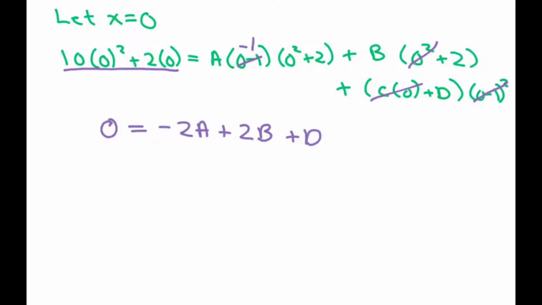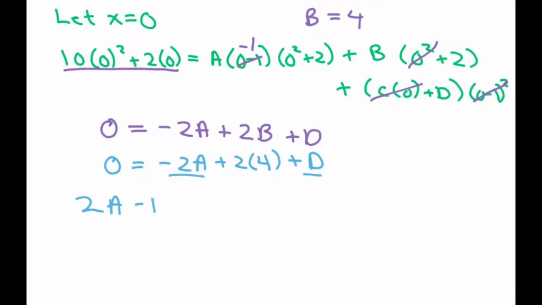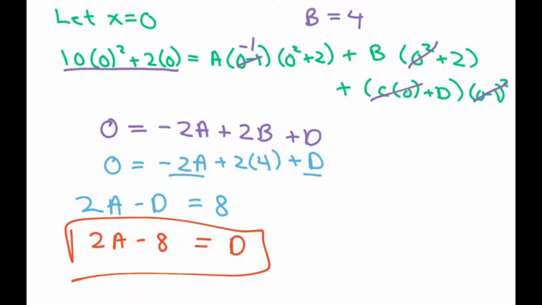All right. Now what I want to do is I have my b. My b equals 4 from the previous slide, so I'm going to plug that in. And then subtract, I'll just move these two over. So I get 2a minus d equals 8. I can also write this as d equals 2a minus 8, because we're going to use this in just a minute.